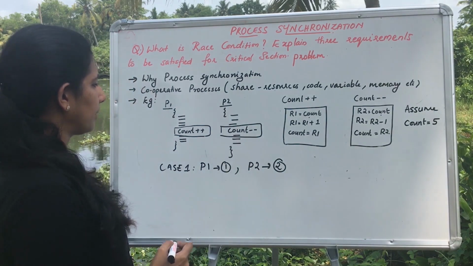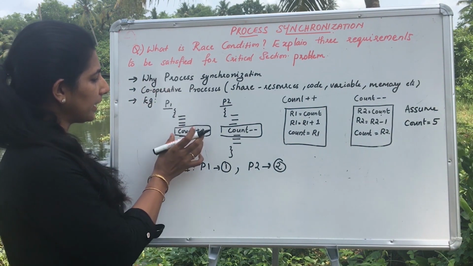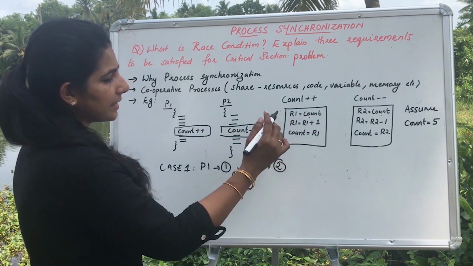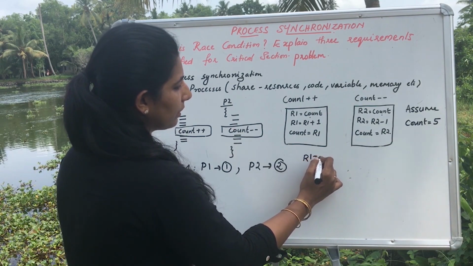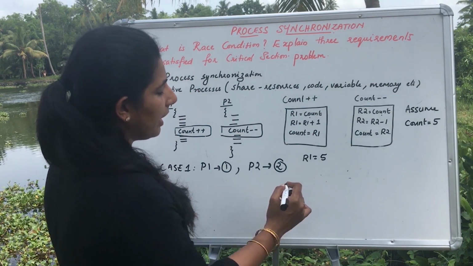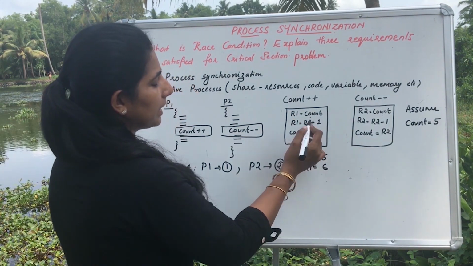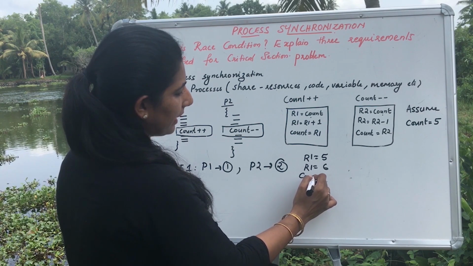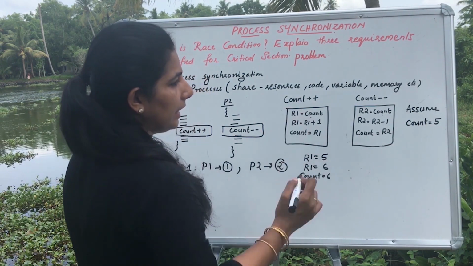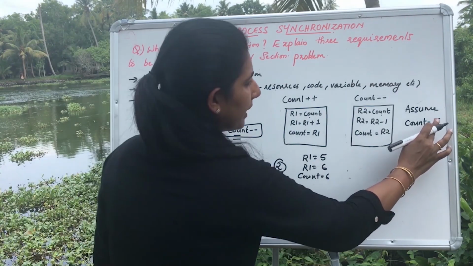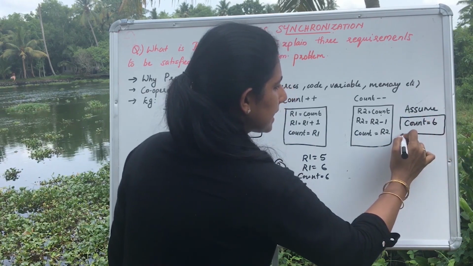So let's start executing. When P1 is executing, let's go for this code. R1 is equal to count, so R1 is equal to 5. R1 plus plus, so R1 becomes 6. Count is equal to R1. Now what is the value of count? Count gets updated from 5 to 6. So the count has changed from 5 to 6, and let me make the change over here to the count variable, that is 6.